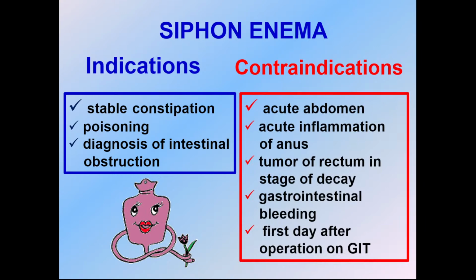Contraindications are the same as for a cleansing enema. They are acute abdomen, unknown abdominal pain, acute inflammation or tumor of the anus and rectum, bleeding, and the period after surgical manipulation.